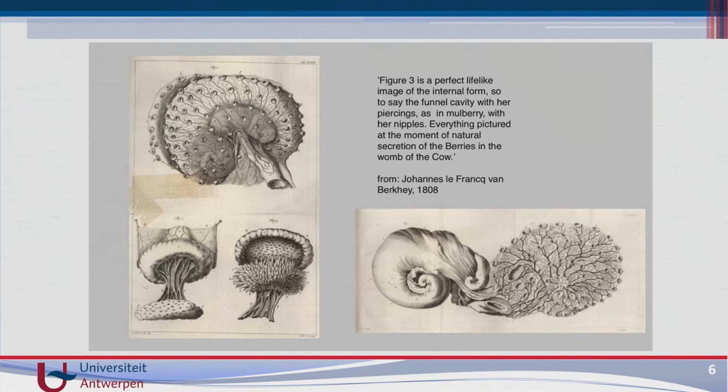But the way it was described as well was very beautiful, and this is in 1808. It is a perfect lifelike image of the internal form, so to say, funnel cavity with her piercings, as in mulberry, with her nipples. Everything pictures at the moment of natural secretion of the berries in the womb of the cow. So it's so beautiful, it's pure poetry. And compare that to the day-to-day medical textbooks we have now, which are very dry and very technical. This shows you that the person who drew these had the same sense of wonder that I had when I saw it for the first time.